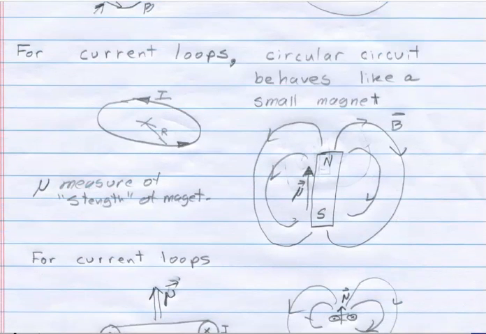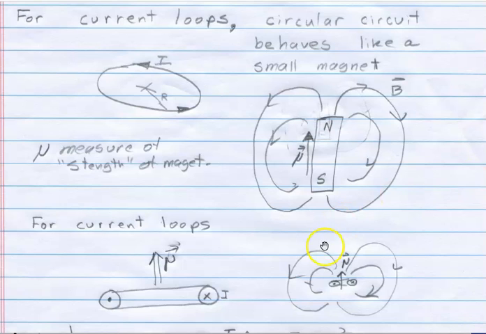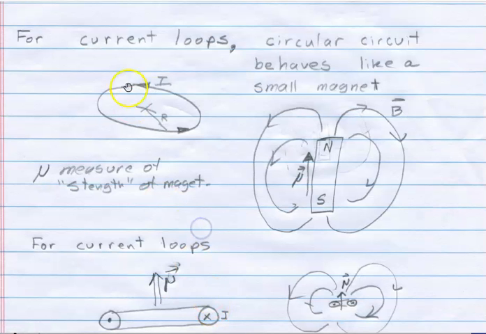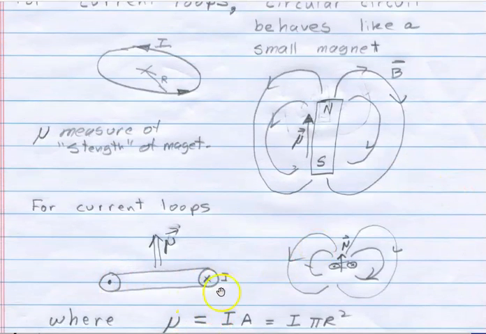Now for current loops, we have something similar. I'm looking at this loop up here with the current coming around in it. Now I'm going to look at it edge on, and so this is the plane of that loop. The current on this side, if I'm looking over here, is coming out of the page at me, and on this side over here, it's going away from me. And this is the radius, from one side to the other is two radii, and I've got the current I going through it.